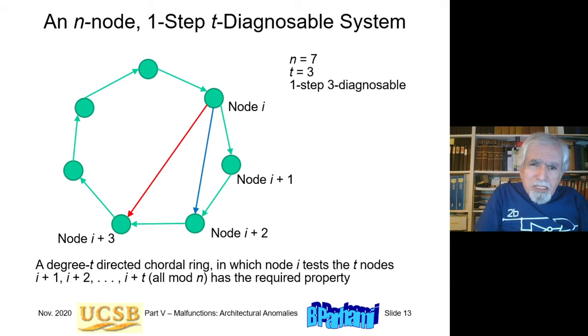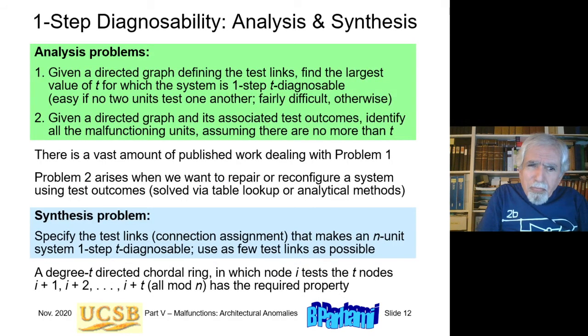But if your system has a different architecture, a network that doesn't have these connections, then you may want to design another testing graph to ensure 3 diagnosability. But there's at least one answer to that question of specifying the test links, or the connection assignment, that makes an n-unit system one step T diagnosable.